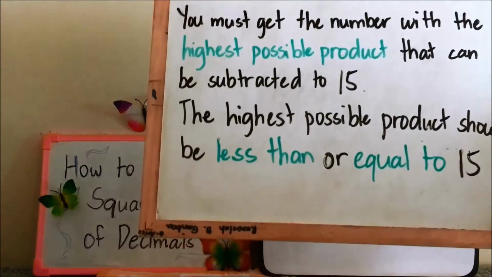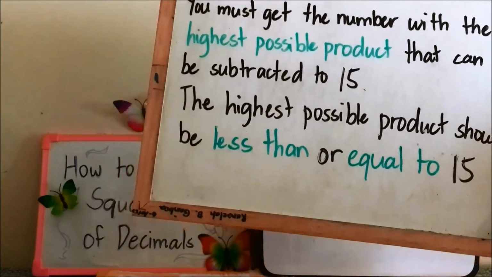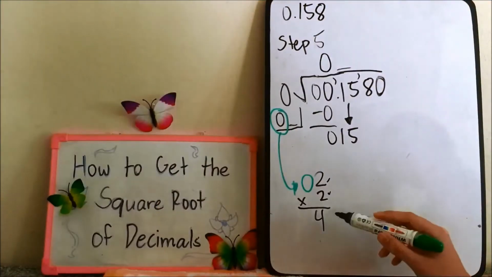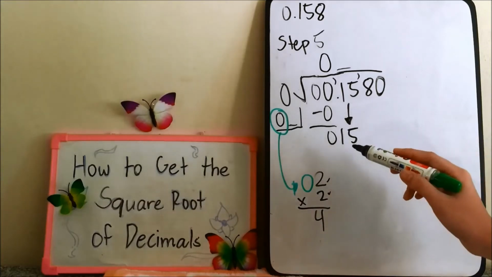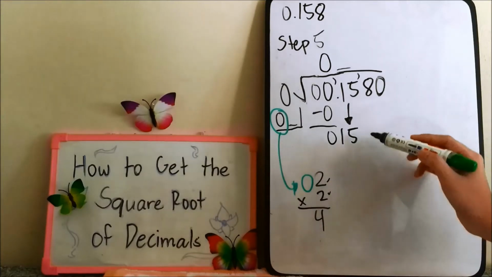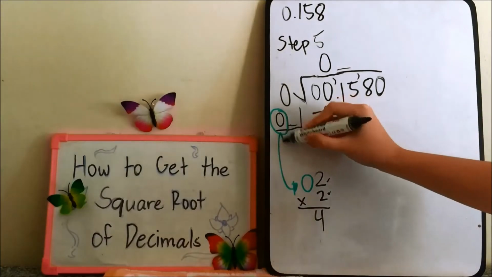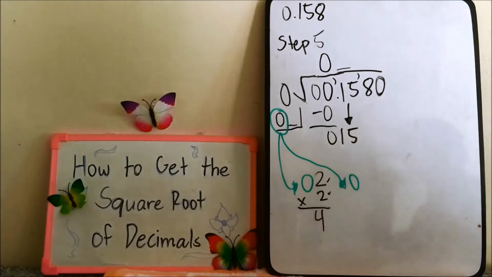It says here that you must get the number with the highest possible product that can be subtracted to 15. The highest possible product should be less than or equal to 15. So 4 is less than or equal to 15, but it may not be the highest possible product that can be subtracted. So let's try another number. We will take this again and use it as the first digit of our multiplicand. And now let's try 3.